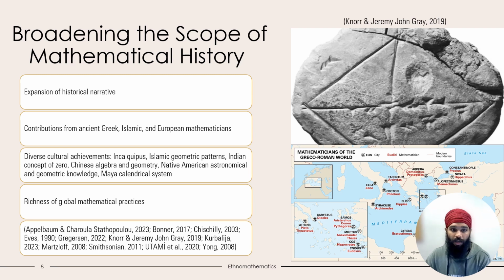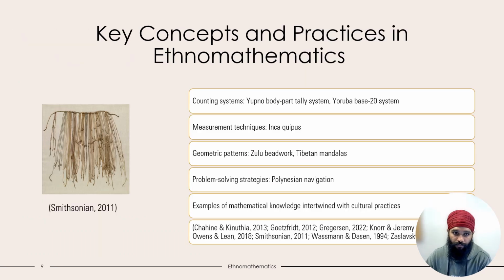mathematical and engineering prowess. The Maya civilization of Mesoamerica developed a highly sophisticated calendrical system based on their understanding of astronomy and mathematics. The Maya used a vigesimal-based 20-numeral system, which they employed in various aspects of daily life, from trade and commerce to religious rituals. These examples illustrate the diversity and richness of mathematical practices across cultures.